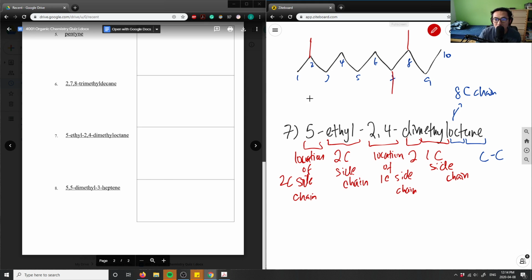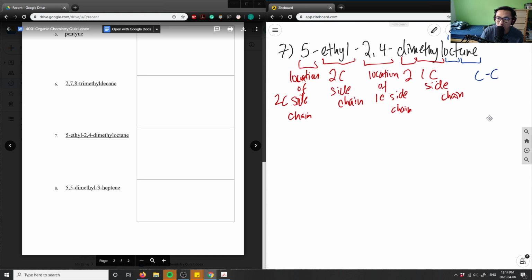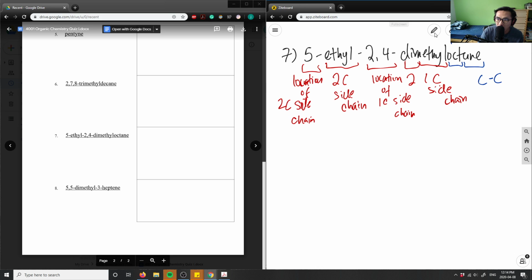So this 5 here refers to the location of the ethyl. The 2,4 refers to the methyl, or the 2 methyl groups that are in the side chain. So given all this information, we can draw it. Let's draw from right to left. Again, I'm starting with my blue. I'll write it in black.